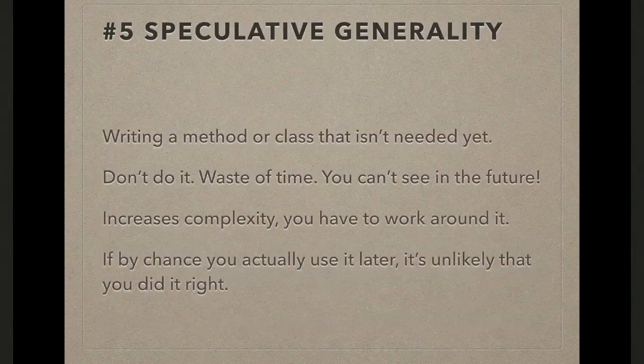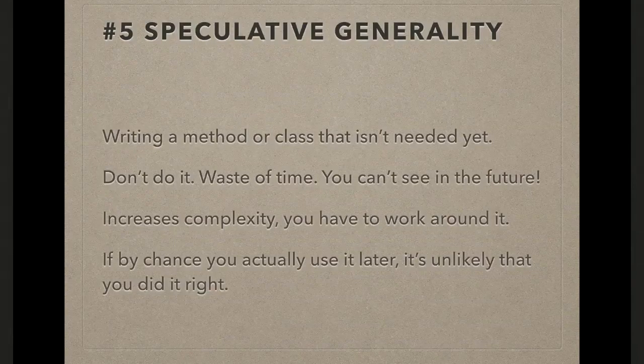Okay. Number 5 is my favorite one, speculative generality. It's a very aggressive name, but the idea is that this is when you write code that nobody asked for. So who's done that before? You're working on a project and you're like, oh, I'm pretty sure that we're going to have to do that someday, so I'm just going to write a class for it, or I'm going to build the models up for it. Don't do it. It's a gigantic waste of time.